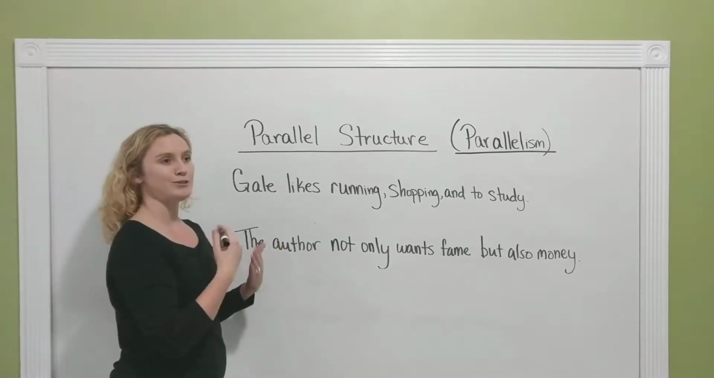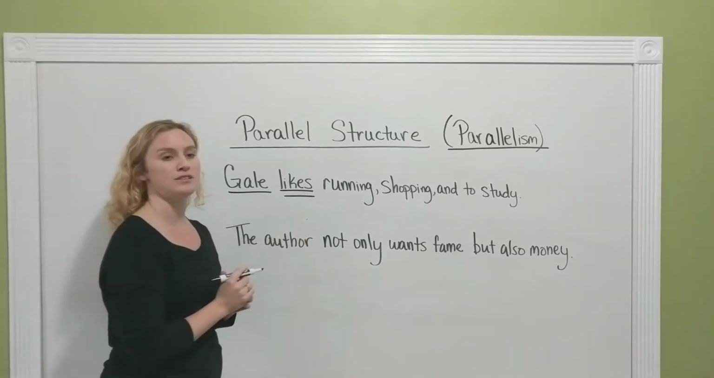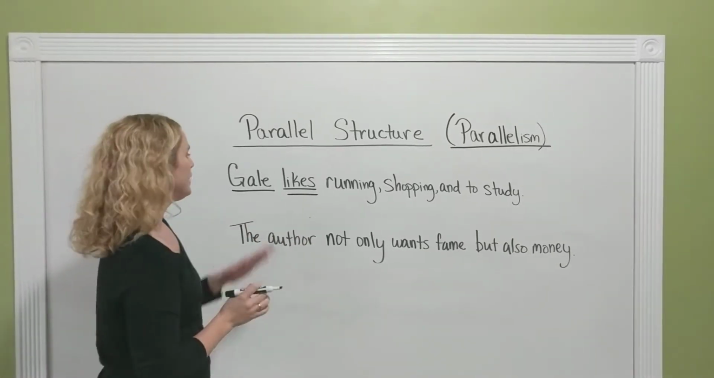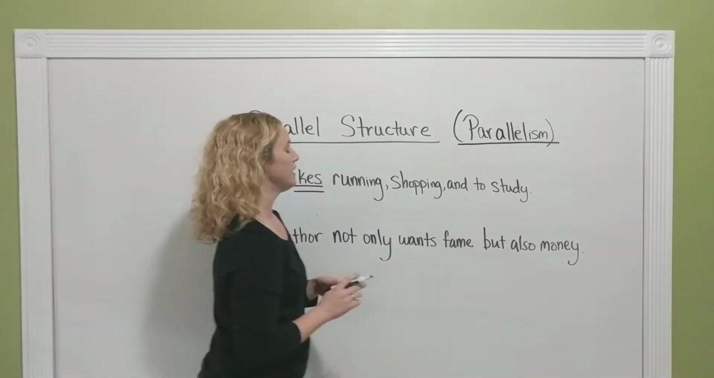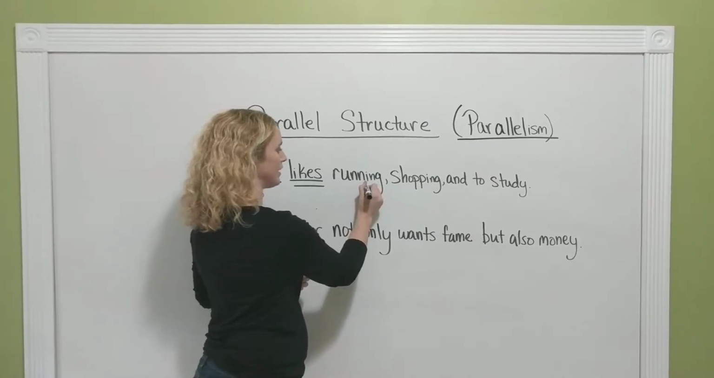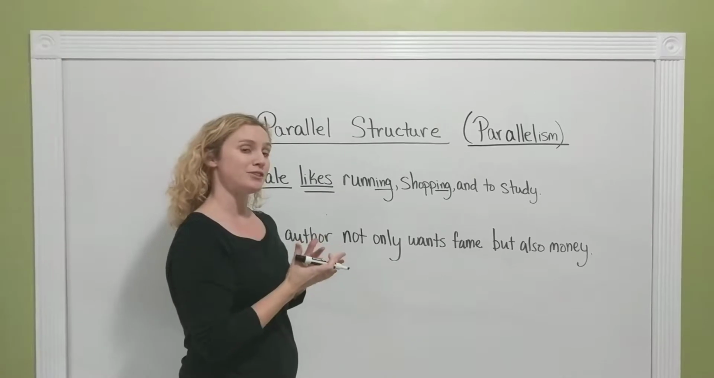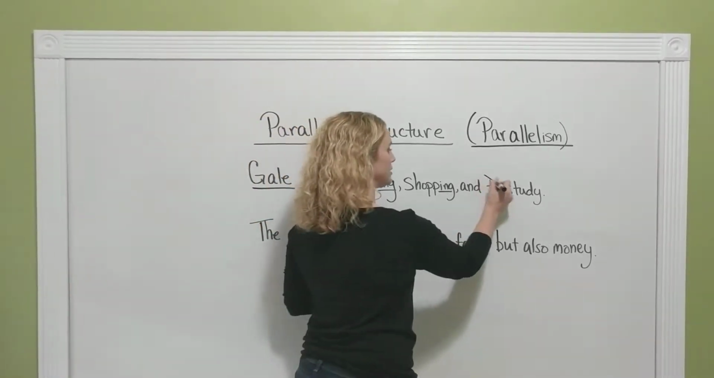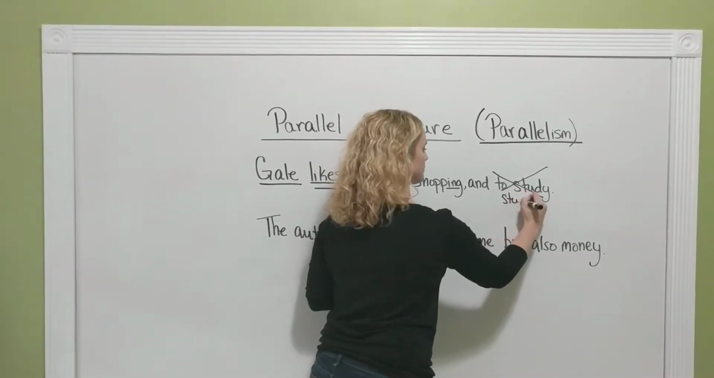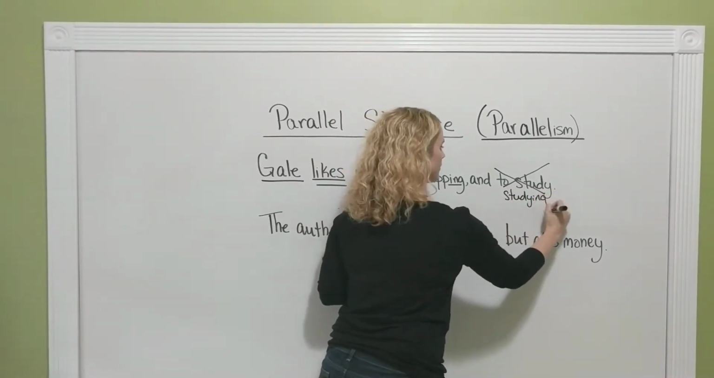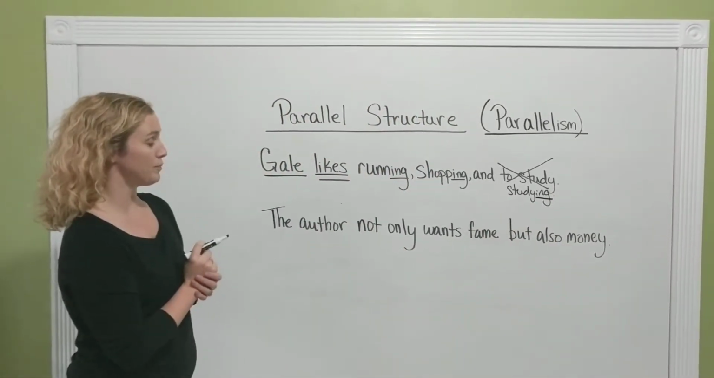Gail likes, you always want to find your subjects and verbs too so you don't make any mistakes. So I always tell people just go ahead and underline your subject and verb right from the very beginning. So Gail likes running, shopping, and to study. In this case, we have an ing form, then we have a to plus a verb form. So this one is actually very simple. You would just simply change the to studying. And that way they're all in ing form and they are all parallel. And that would be grammatically correct.